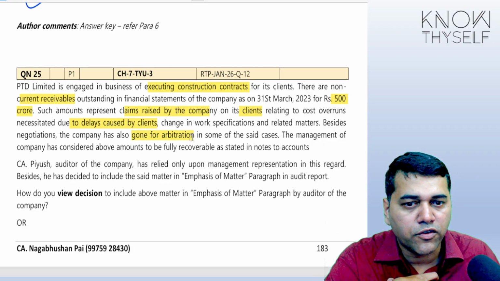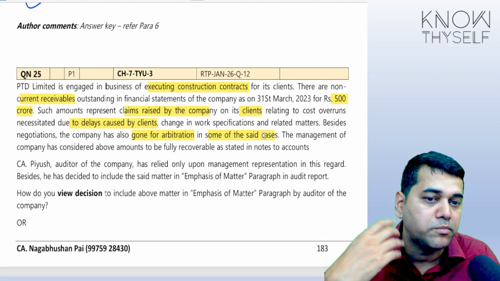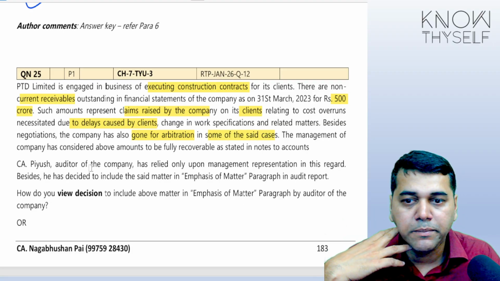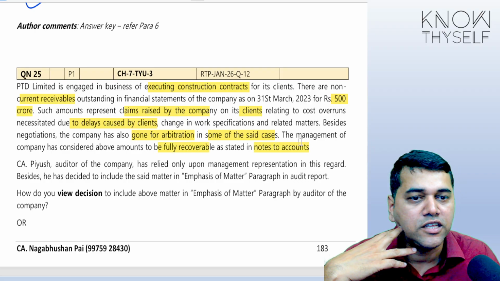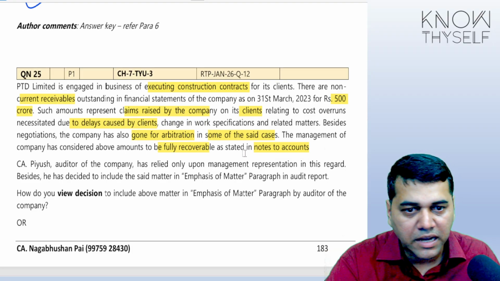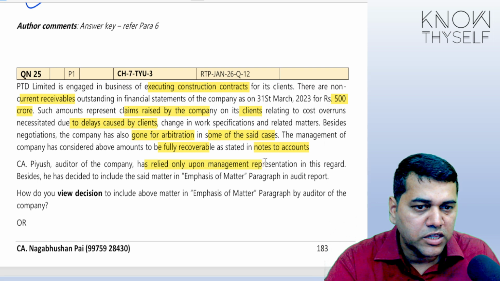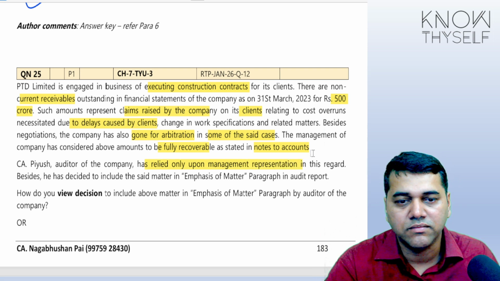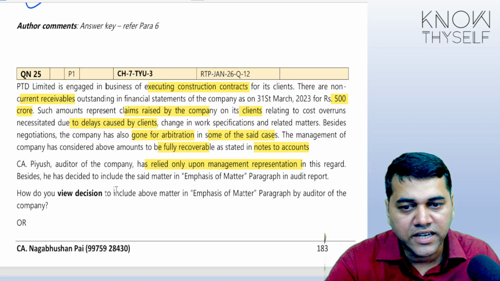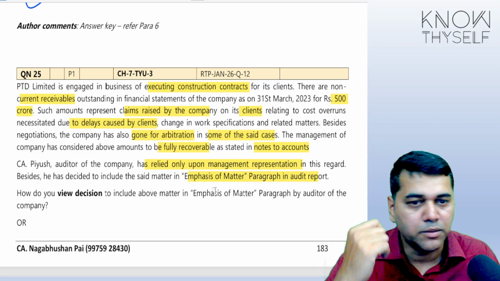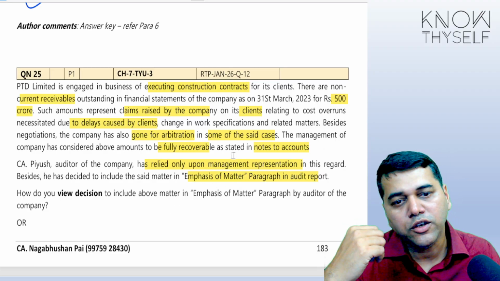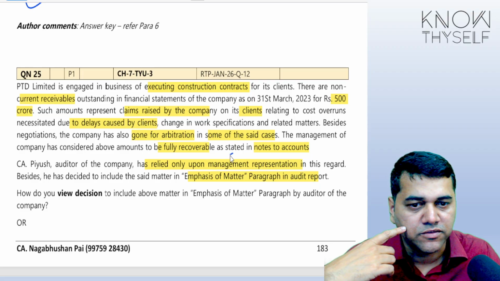The company has also gone for arbitration in some of the cases. That means it must be under dispute now. The management of the company considered the amount to be fully recoverable as stated in the master report, because in the arbitration it's the client's mistake. Now, the auditor has relied only upon the management representation in this regard. Besides, he has decided to include the said matter in the emphasis of matter paragraph. There is a problem. See, how can you rely on the management representation?